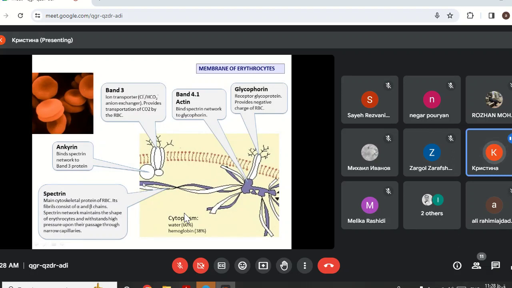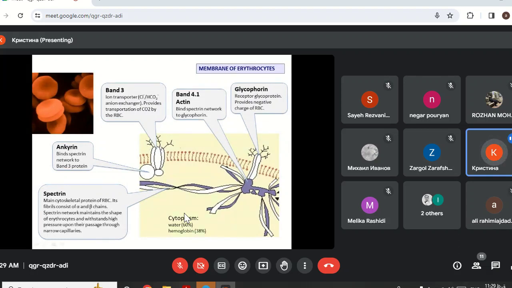Just below the membrane we have specific elements of the cytoskeleton, specific for erythrocytes. It consists of a protein called spectrin. It's the main cytoskeleton protein of the red blood cell, and it consists of fibrils made of 2 chains, alpha and beta chains. And the spectrin network maintains the shape of the erythrocyte and helps it to change its shape and to pass through very narrow capillaries.